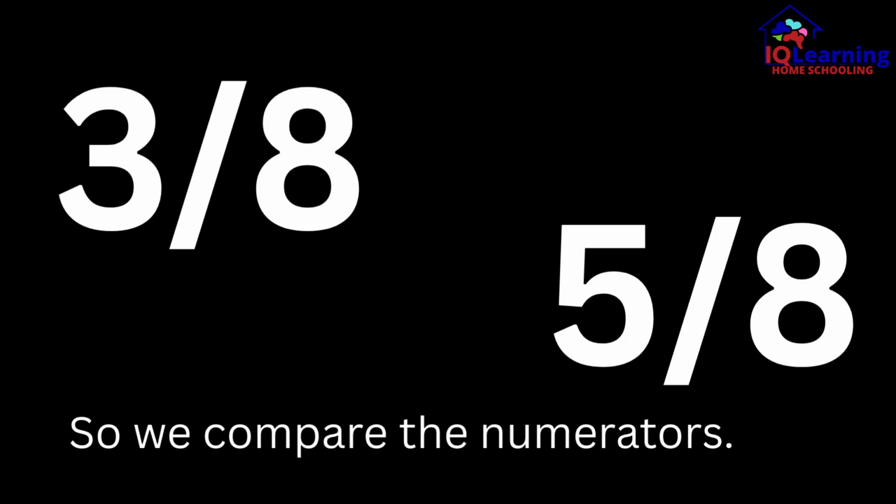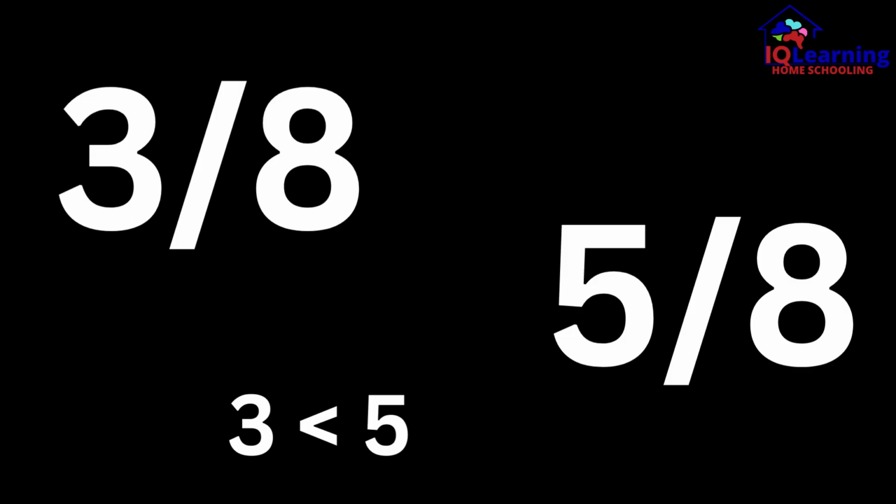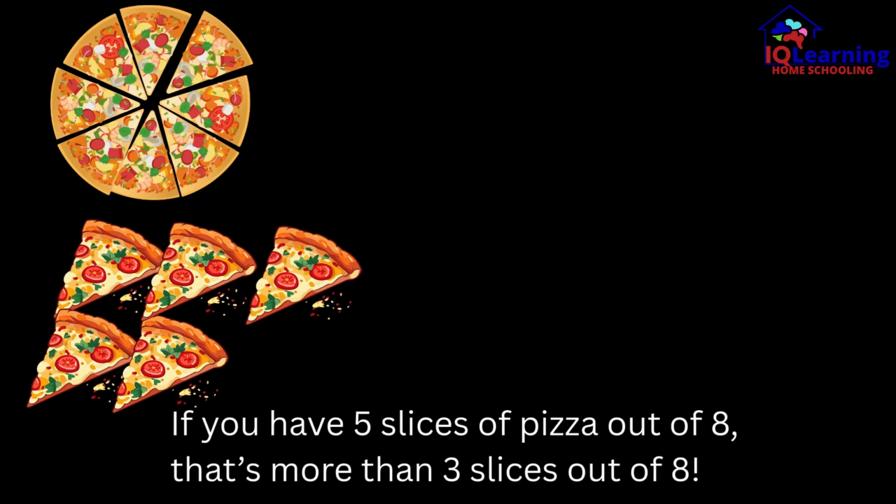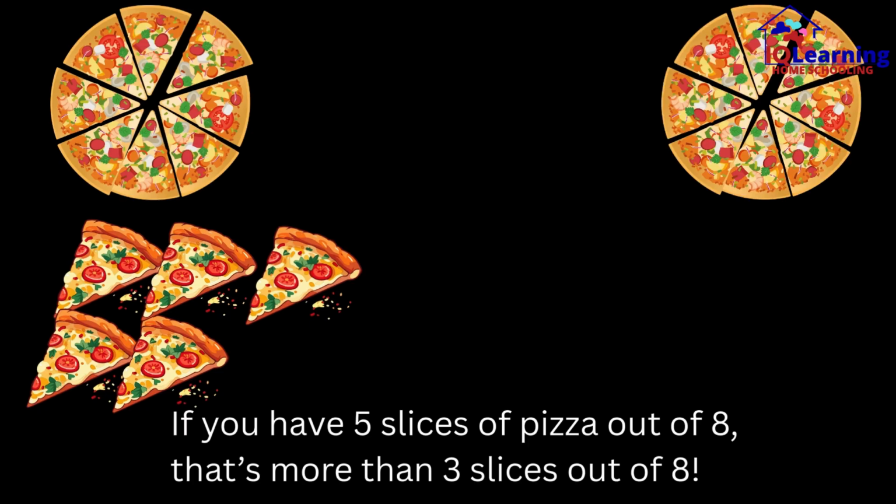So we compare the numerators. 3 is less than 5, so 5/8 is larger than 3/8. If you have 5 slices of pizza out of 8, that's more than 3 slices out of 8.